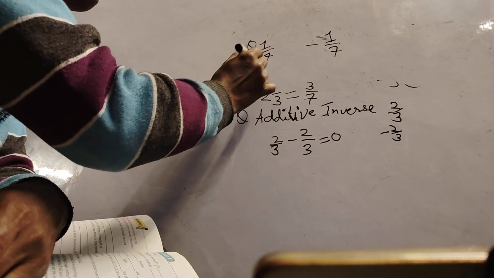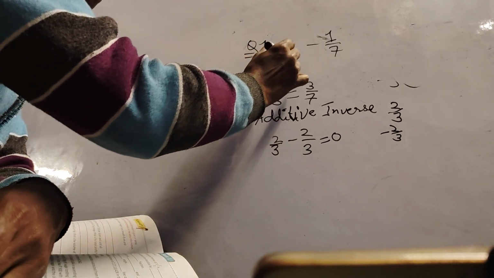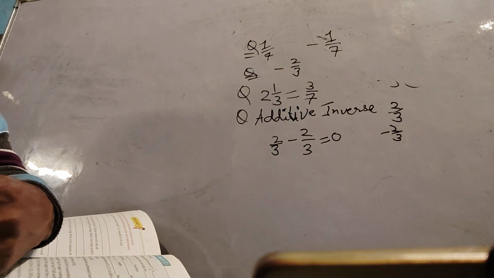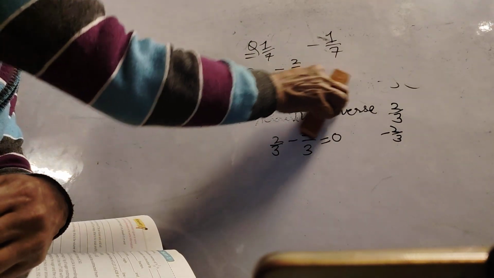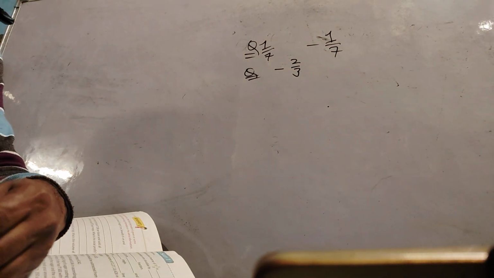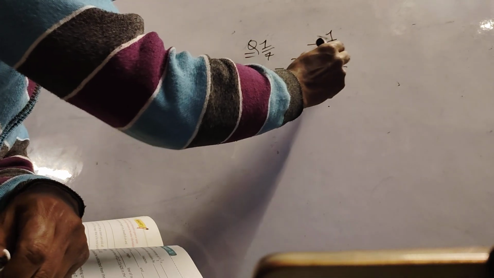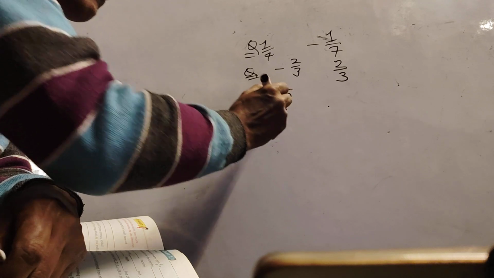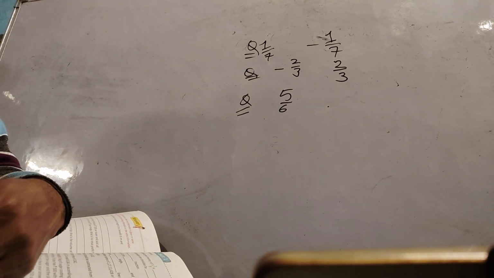Now, can you tell the additive inverse of negative 2 over 3? Yes, positive 2/3. Can you say the additive inverse of 5 over 6? 5/6.